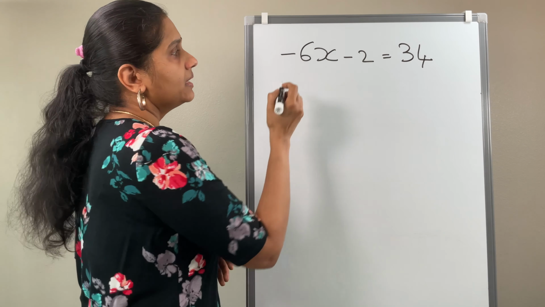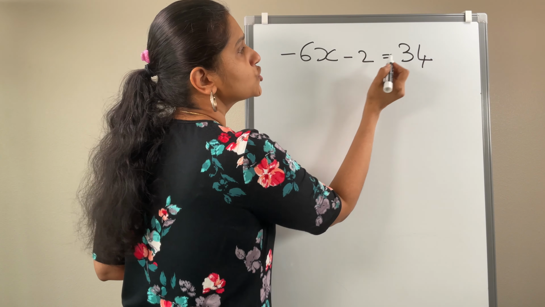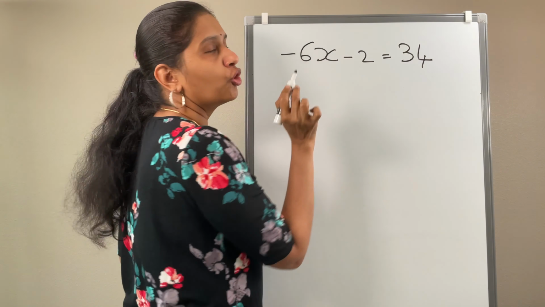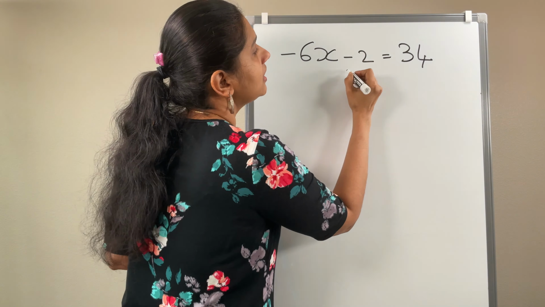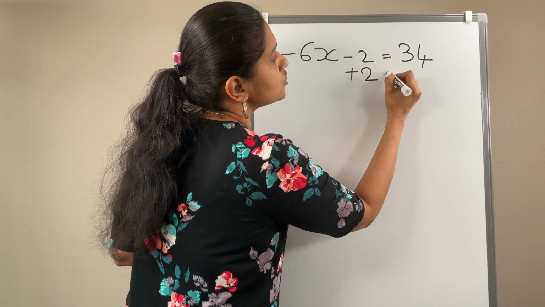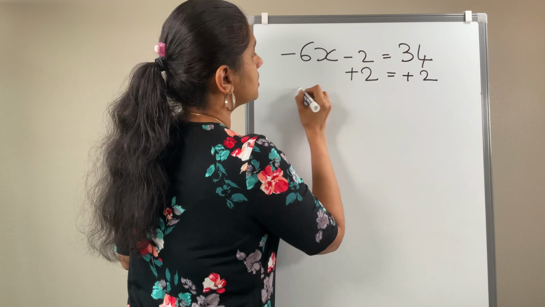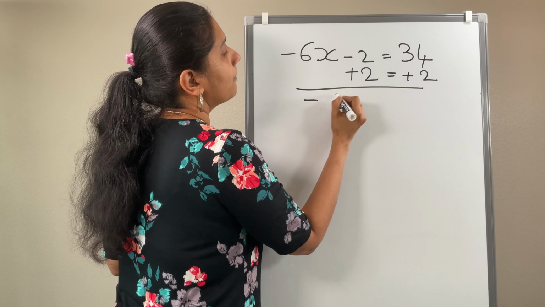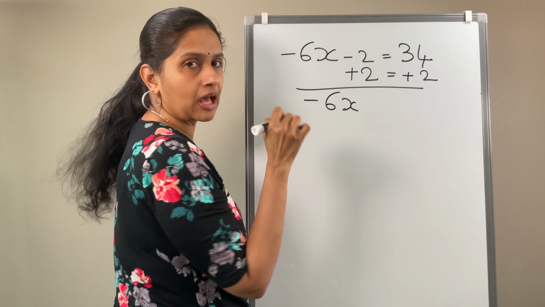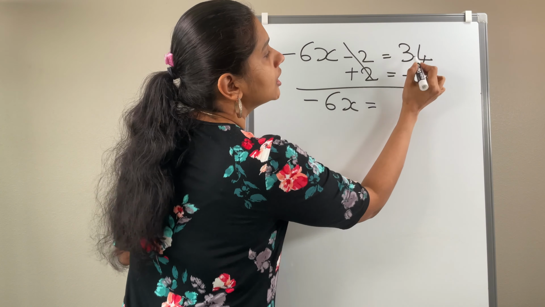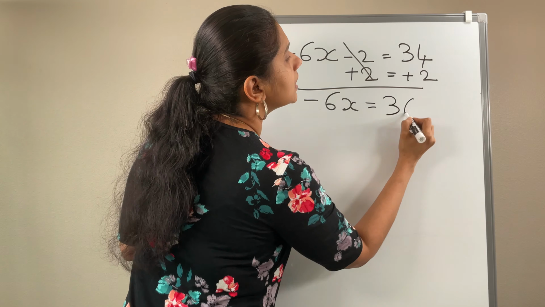Consider the example minus 6x minus 2 equal to 34. Now the first step is we have to avoid this negative 2. Take the inverse of negative 2 which is positive 2. So add positive 2 on both the sides. So what will happen? Minus 6x will get isolated. Minus 2 plus 2 will get cancelled out. 34 plus 2 is going to be 36.